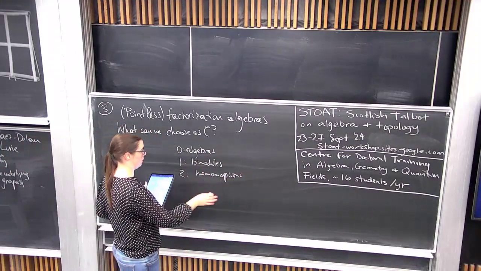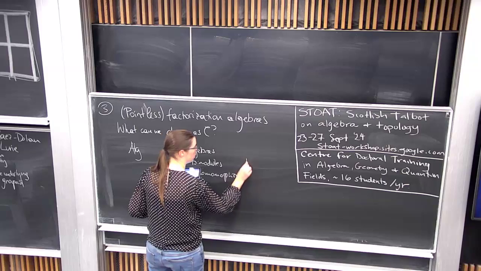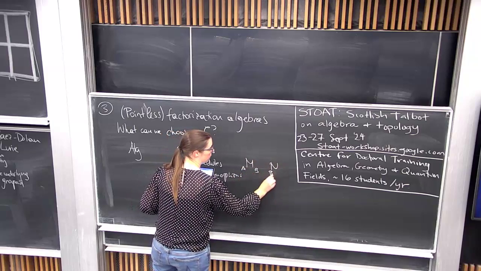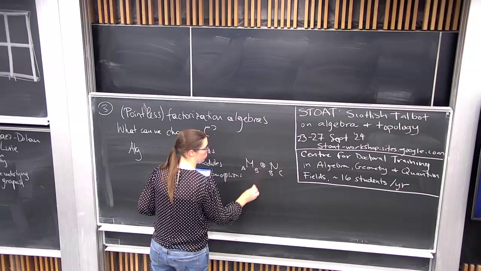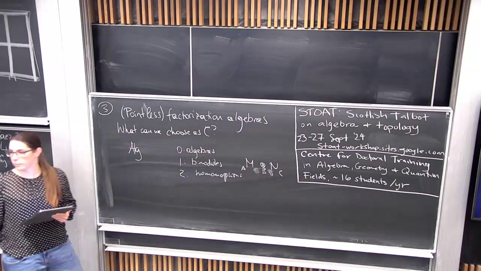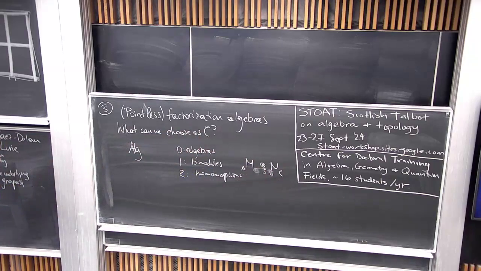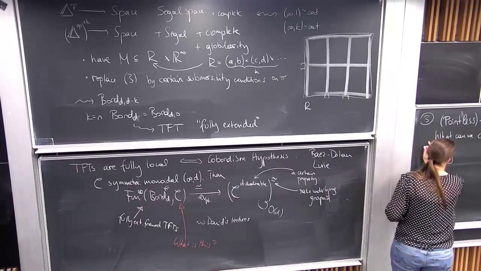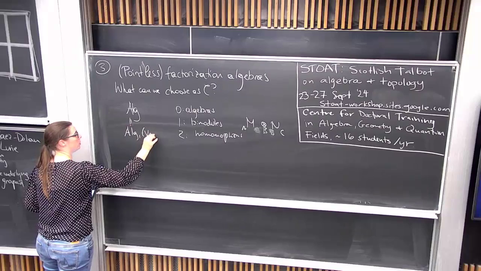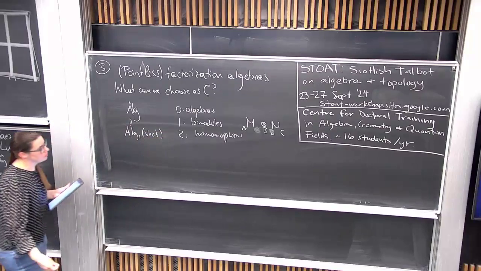I did not even tell you what composition is, so let me do that. If I have something like this and something like this, then I compose by taking the relative tensor product. This here, I will now call Alg1 of Vect. And you will see why.